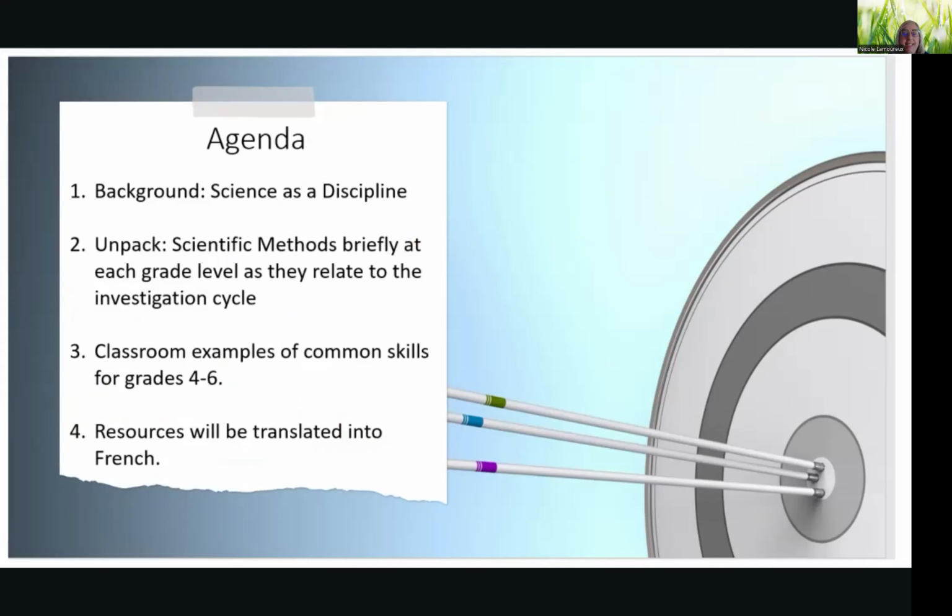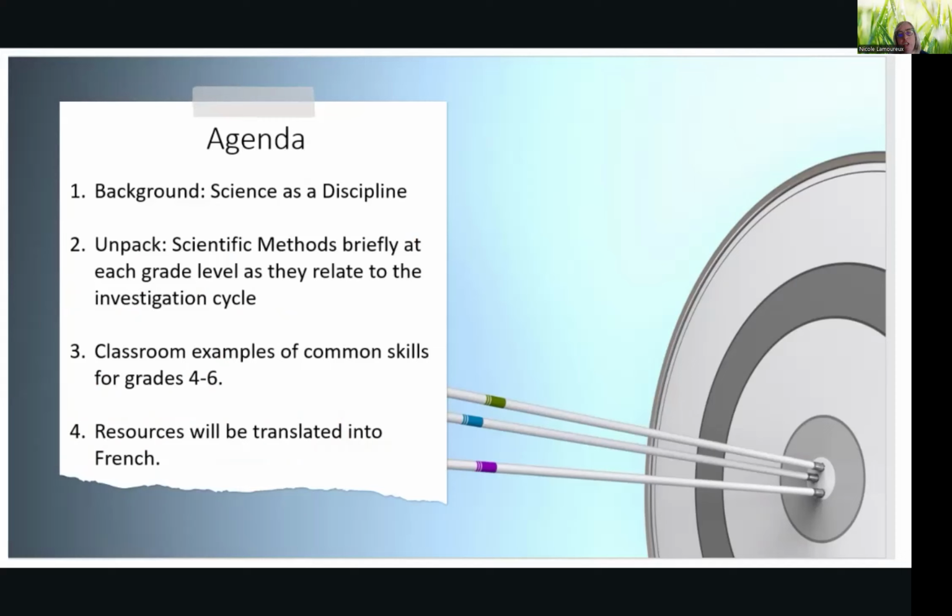So the agenda for today is we're going to spend the first 10, 15 minutes situating and providing context about science as a discipline, because we haven't had a lot of professional development in the area of elementary science. So just a little bit of background that'll help us understand the curriculum in this scientific methods.